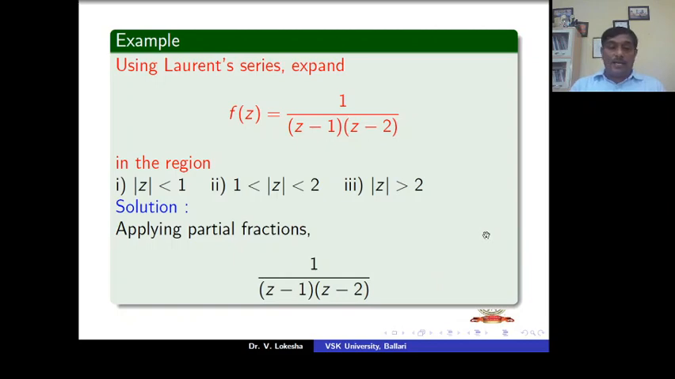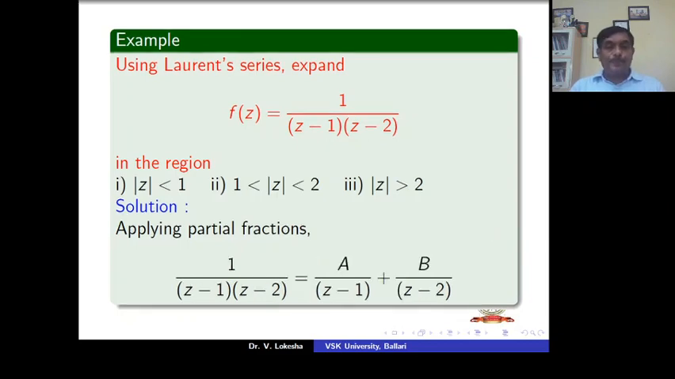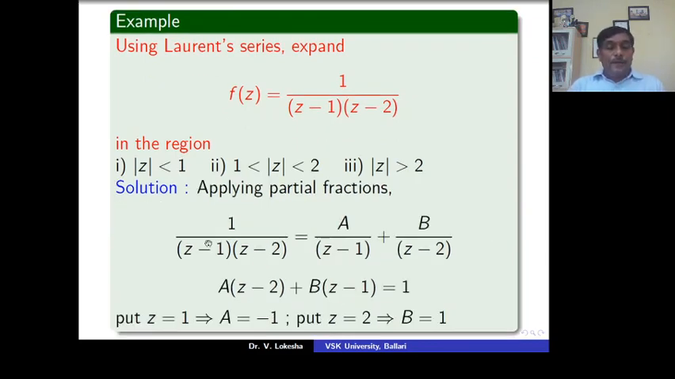You get a partial fraction for this. Next, rearranging this, that is a into (z minus 2) plus b into (z minus 1) is equal to 1. This is one equation. Here, if you substitute z equal to 2, you get the b value. If you substitute z equal to 1, you get the a value. This is one method.